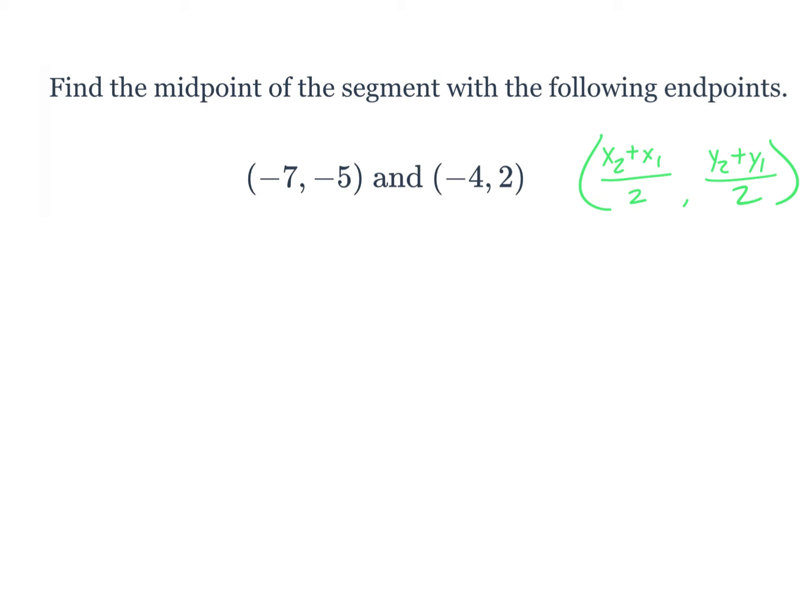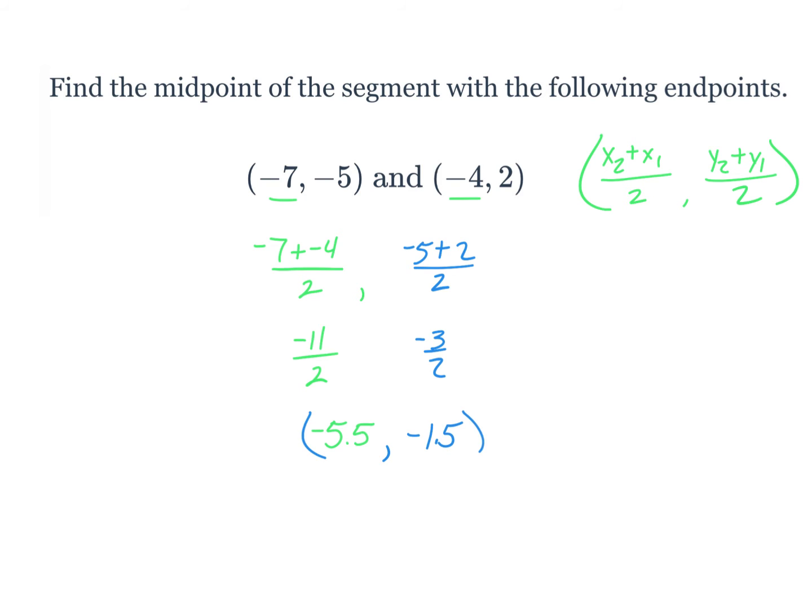A lot of times we can do that in our head, sometimes we cannot. So I'm going to find the average of -7 and -4. I do that by combining those two numbers and dividing by 2. So the midpoint would be -5.5. And then I need to find the ordered pair for my y value, which would be -5 plus 2 divided by 2. That would be -3 divided by 2. So my second ordered pair would be -1.5.